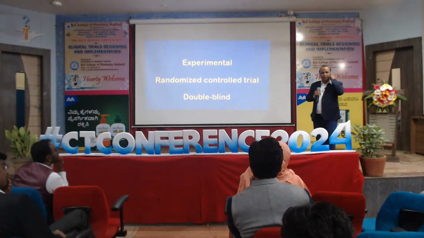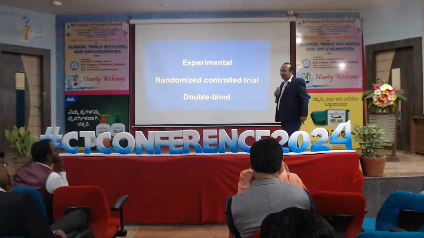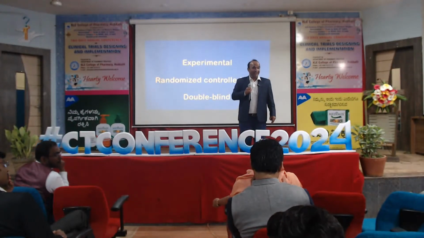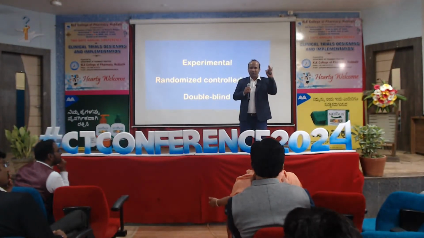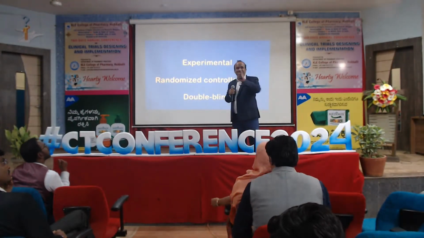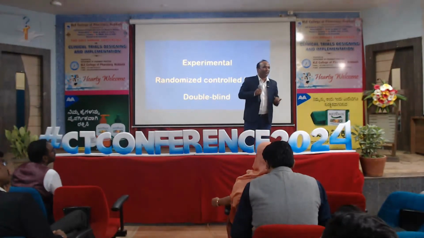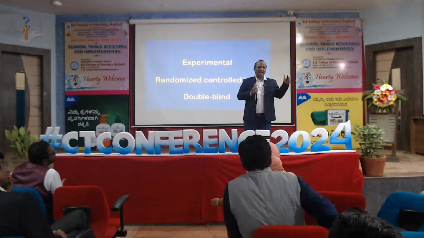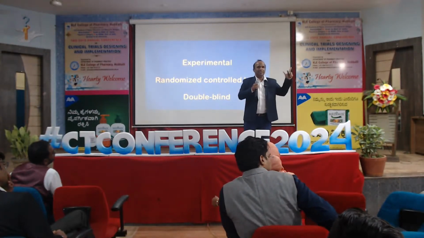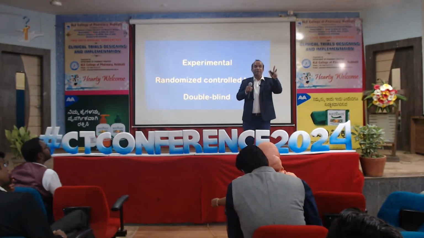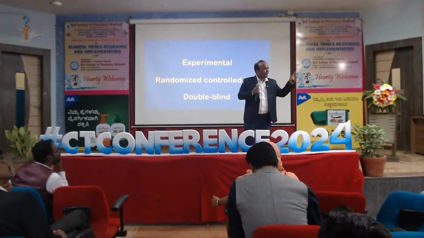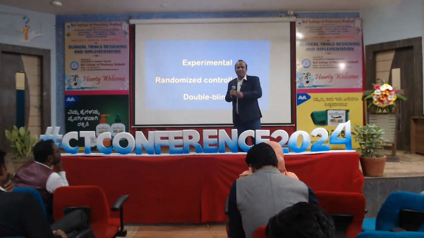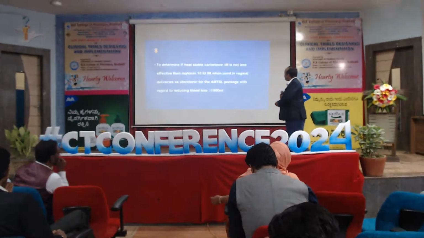So somebody said to me the word blinding, right? What is blinding? Masking, right? Neither the investigator, nor the participant, nor the analyzer knows what intervention is going on. If the participant doesn't know, it is single blinding. Participant and the investigator, double blinding. If the person who is analyzing also doesn't know, it is triple blinding. So the third thing that happens in RCT is that blinding is important.